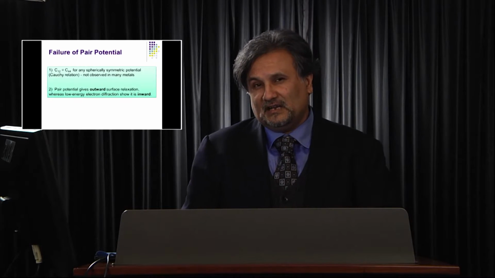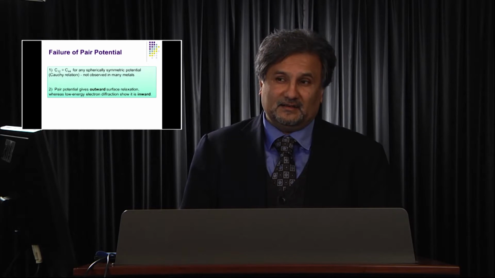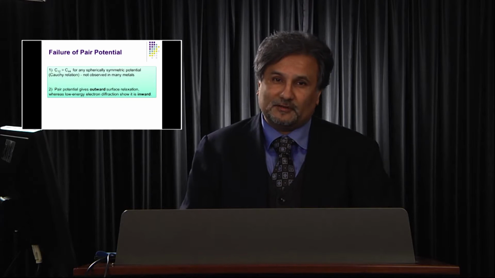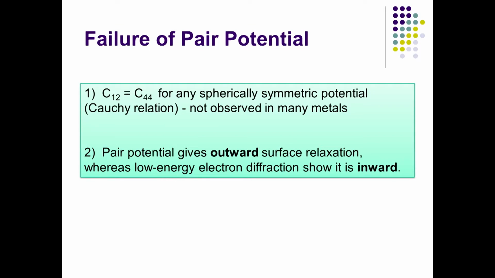Welcome back. Now we are going to look at the situation where the Lennard-Jones function, or what we call pair potentials, fail. One of the major criteria is that they do not follow Cauchy's relationship, which says that one of the elastic constants, C12, has to be equal to C44, and that is one issue. Also, the relaxation is in the wrong direction. That is one of the issues that we want to study a little bit further.